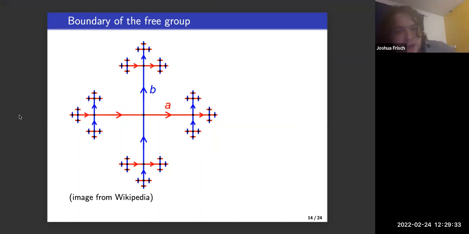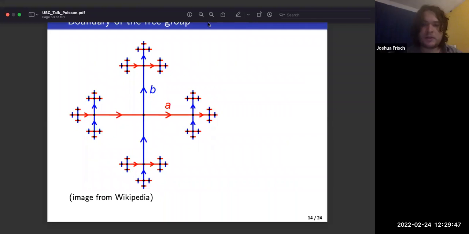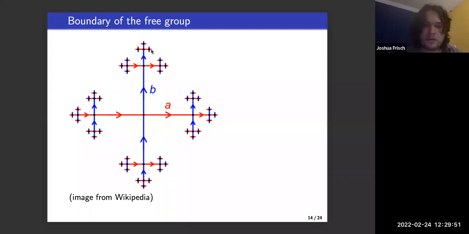And so I just want to give a light picture here. So here's my free group, and we start at the origin right here in the center. So we're going to start right here, and then our random walk is going to do something like this. It might go here, and then here, and then here, and then here, and then here, and then here, and then here, and then here.